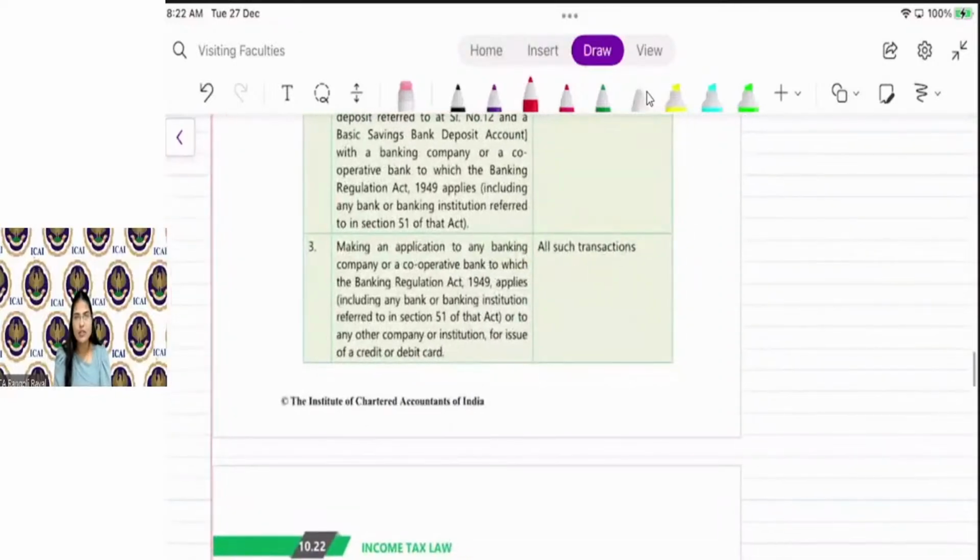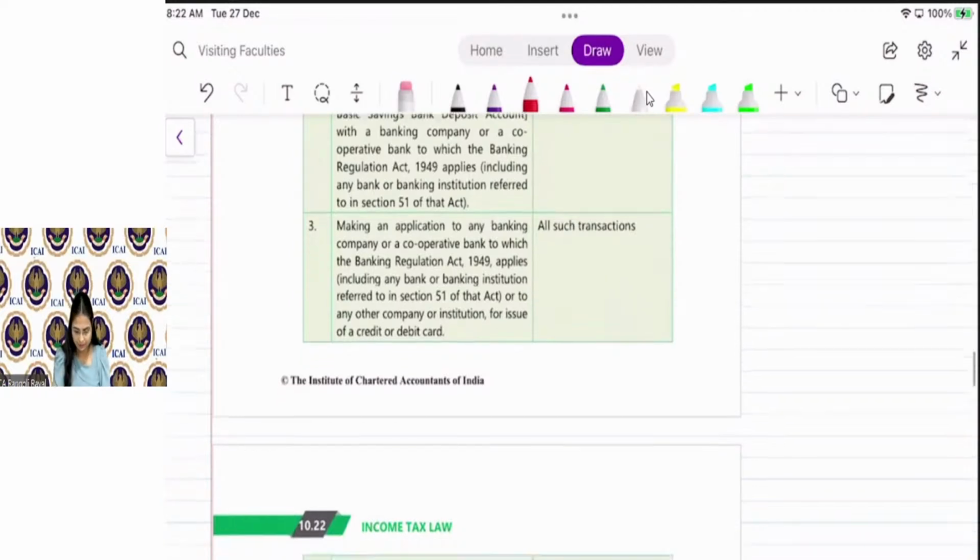Making an application to any banking company or cooperative bank to which Banking Regulation Act 1949 applies, or to any other company or institution for issue of debit or credit card. So if you want to apply for a debit or credit card, then also you have to give your PAN to the bank.